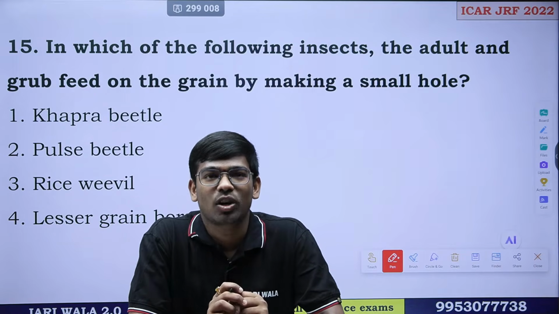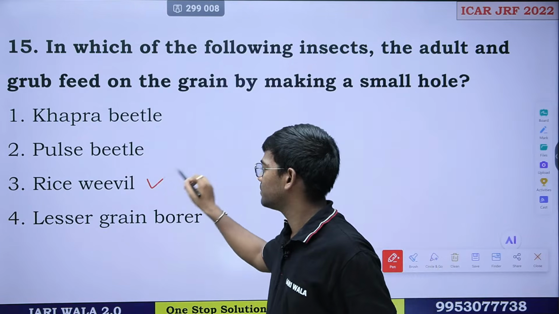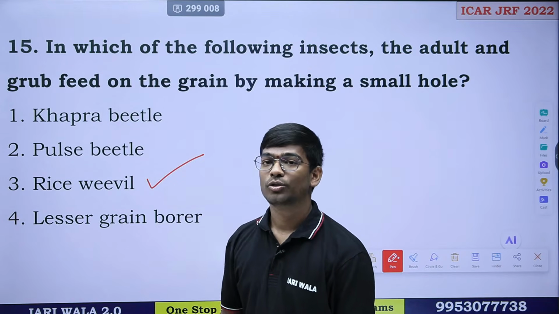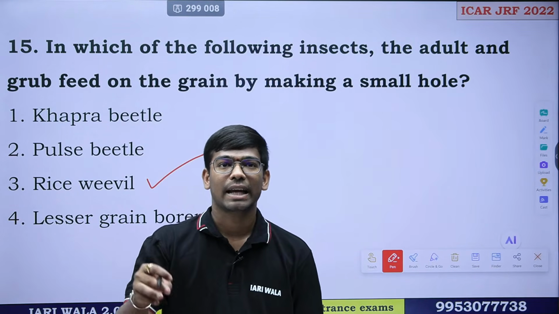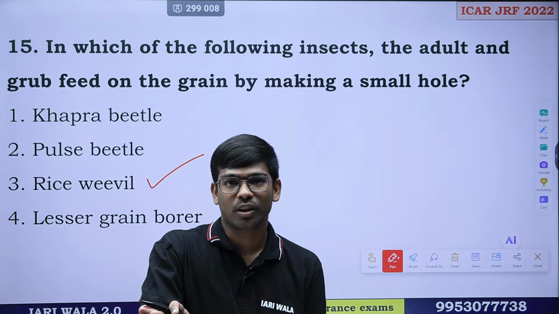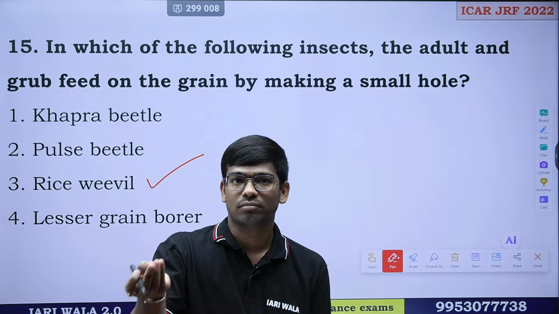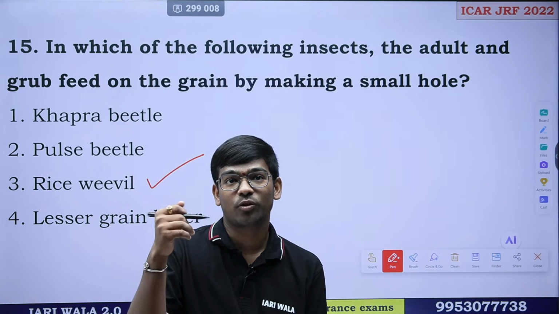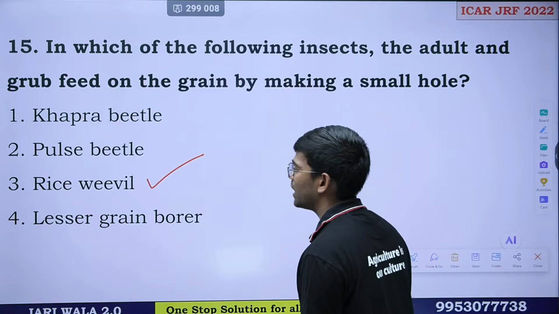No, Khapra beetle is not. Okay, and here the answer is rice weevil. Not the Khapra beetle or pulse beetle or lesser grain borer. So for this, you need to know the damaging stages of the pest. Both in Khapra beetle and pulse beetle, adults do not feed. That thing you should know. Then in lesser grain borer, both adults and the larva will feed and cause the damage. So here they are giving the important words, making a small hole. That is rice weevil.